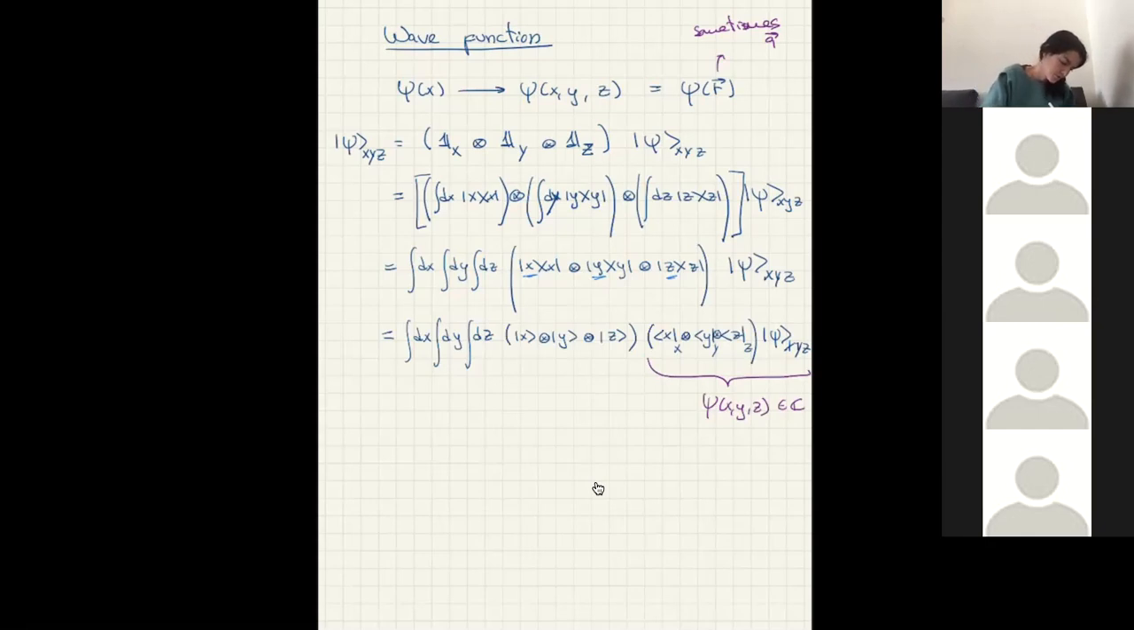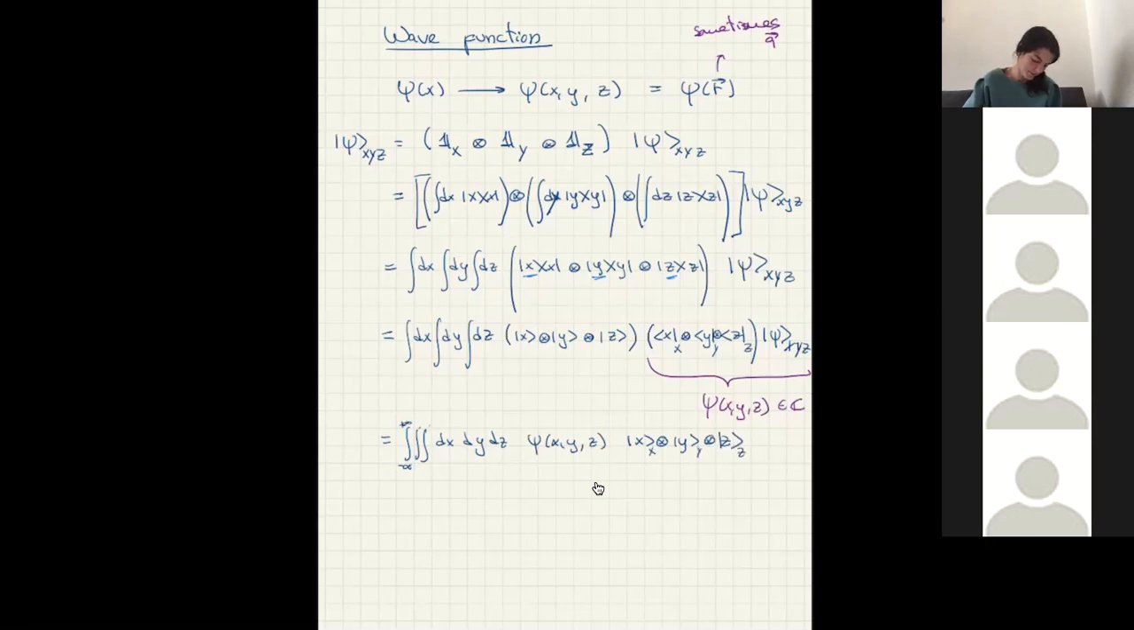So we are left with what? We're left with this triple integral from minus infinity to plus infinity on all three dimensions, dx, dy, dz. Again, I can move the integrals to the outside. And then we have this psi of x, y, z. And then here we have x tensor product y tensor product z. Okay.